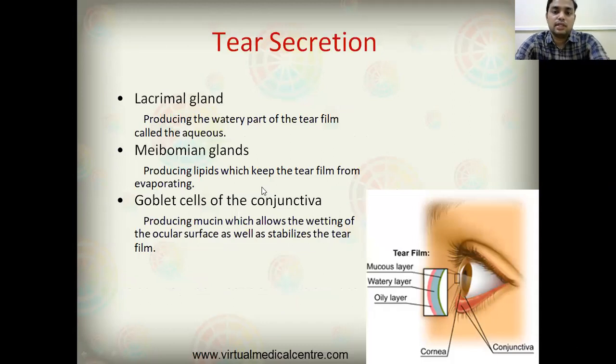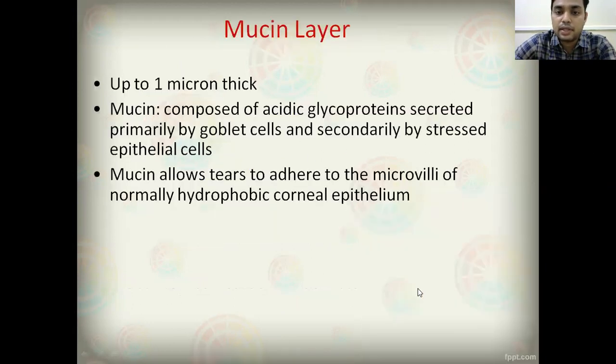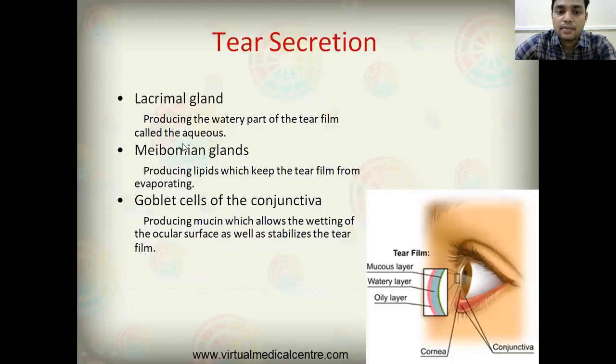So this tear secretion, as I already said, has 3 layers: the mucus layer, the aqueous layer, and the lipid layer. The watery part of the tear film, that is the aqueous layer, is mainly secreted by the lacrimal gland. This middle one is the water layer. This major bulk of the tear film, the aqueous layer, is secreted from the lacrimal gland.